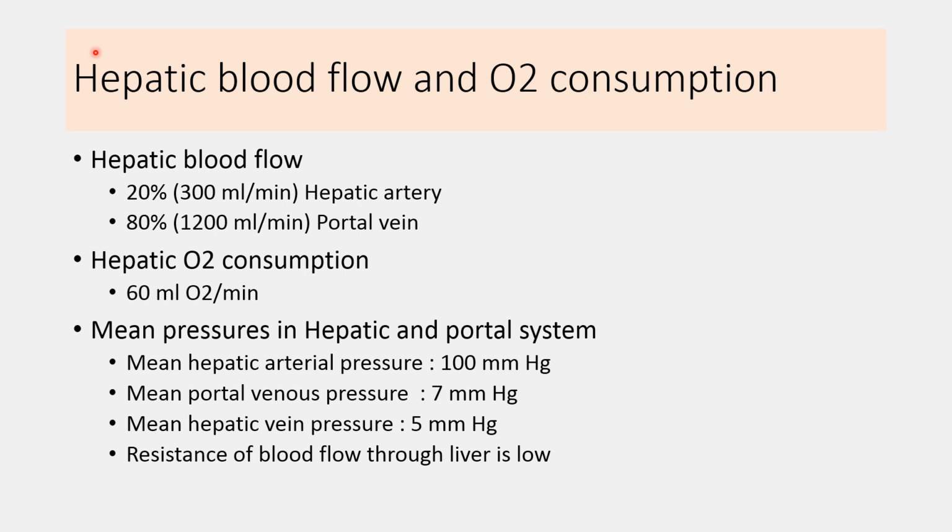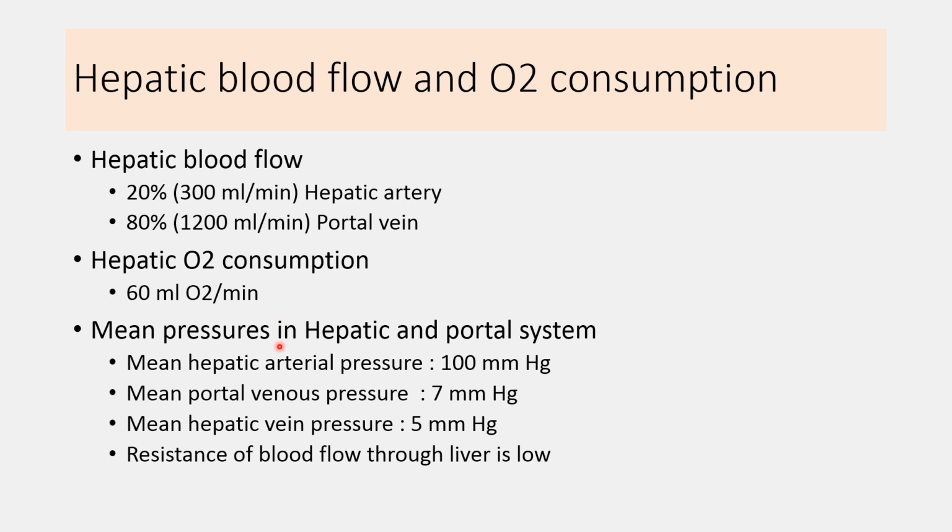Now, hepatic blood flow and oxygen consumption. Hepatic blood flow is through the hepatic artery and portal vein. The hepatic artery supplies 20% of the total hepatic blood flow, that is 300 ml per minute, and the portal vein supplies the majority of the hepatic blood flow, that is 80% of the total, and it is 1200 ml per minute. So total hepatic blood flow is 1500 ml per minute. Hepatic oxygen consumption is 60 ml oxygen per minute.